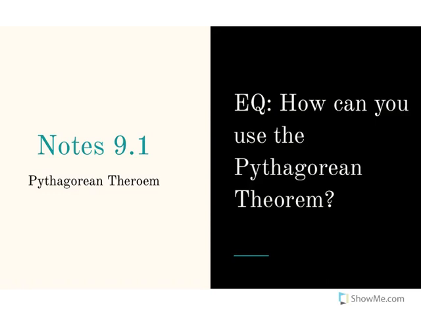Now that we know how to use our radicals, we can start looking at our right triangles. First, we're going to talk about Pythagorean theorem, which you probably learned somewhere in maybe 6th or 7th grade about, and were able to use it.